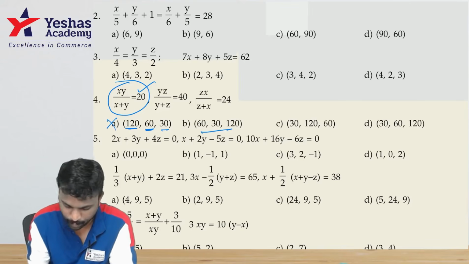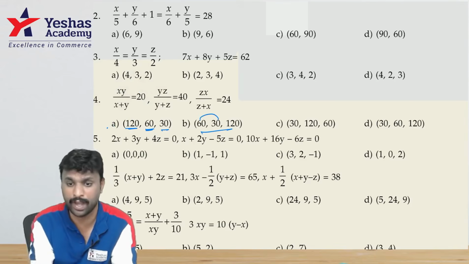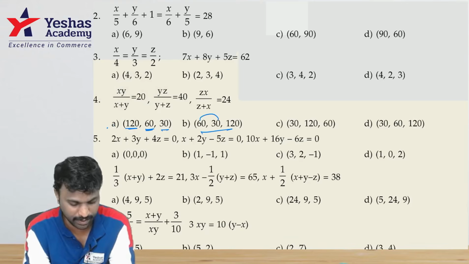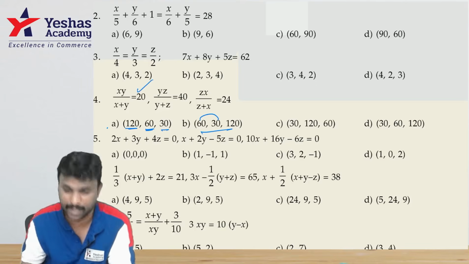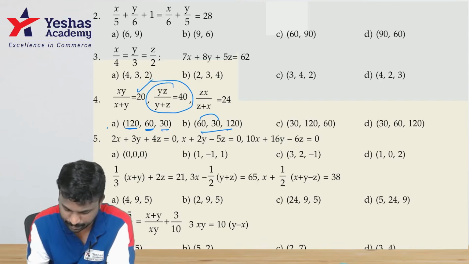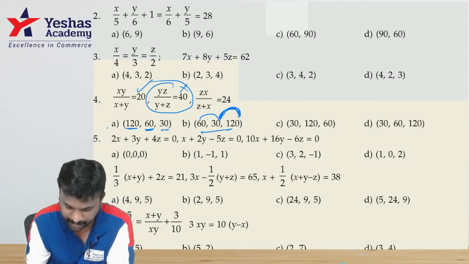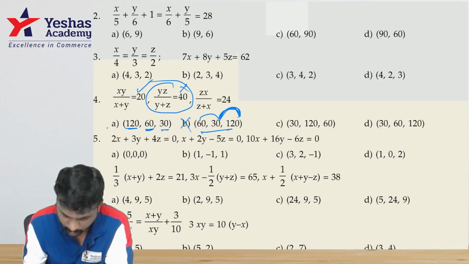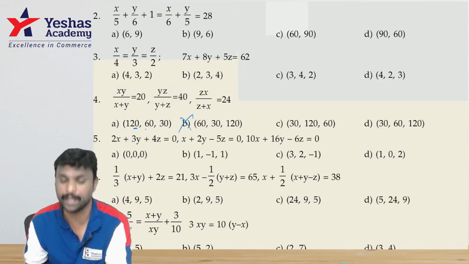Correct? Now, how about second option? Guys, if I hit second option, x value is 60 and y value is 30. So 60 into 30 divided by 60 plus 30 is how much? 90. Which is 20. So first equation gets satisfied with option B. But how about second equation? Guys, y into z, that means these two, 30 and 120. So 30 into 120 divided by y plus z is 150. So that fetches you 24, but it is given to be 40. No, it is not option B. Even though it satisfies the first equation, it doesn't satisfy the second equation.